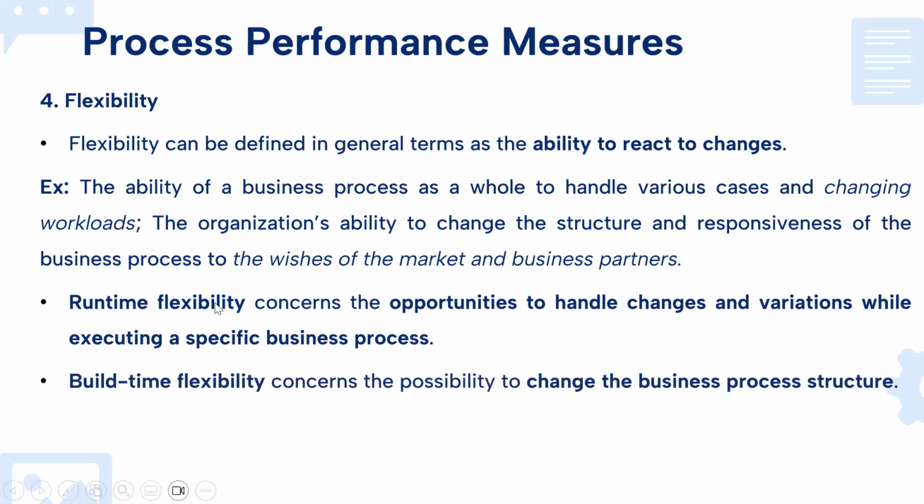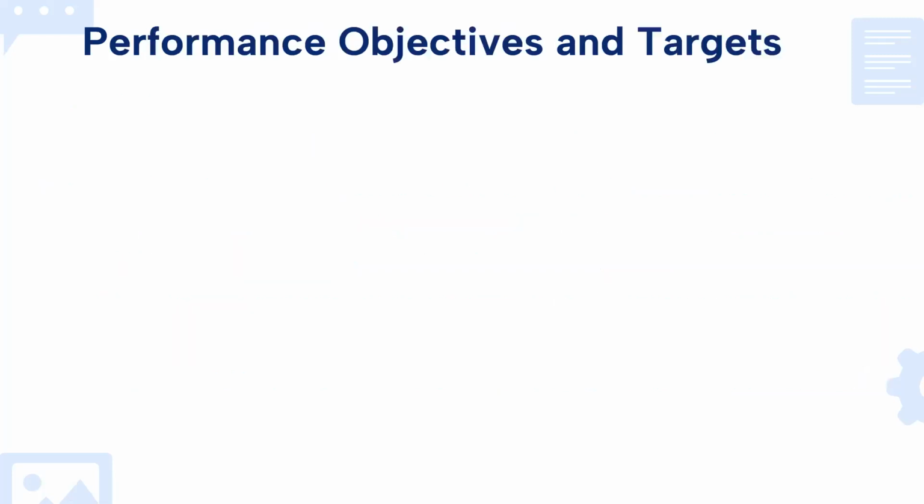Runtime flexibility means opportunities to handle changes and variation while executing a specific business process. While you are running a business process, if there are any changes or variations, whether you are able to handle them without any major negative factors. Build time flexibility means that when you are redesigning the particular process, you make it flexible through the business process structure itself, through the architecture itself. Okay, so those are the four process performance measures.